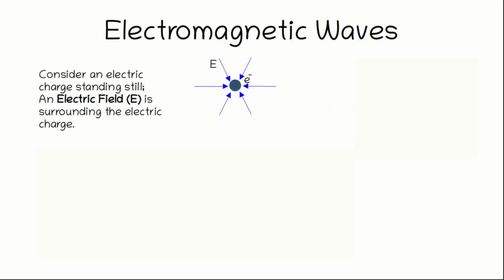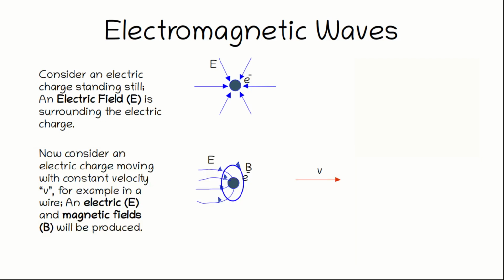So far we have learned that if we have an electric charge like an electron standing still, we will have an electric field E surrounding the electric charge. If the electric charge starts moving with constant velocity, the field lines, as you can see in the picture of the electric field, will change shape, and also we will have a magnetic field being produced. But in none of these cases will we have electromagnetic waves.